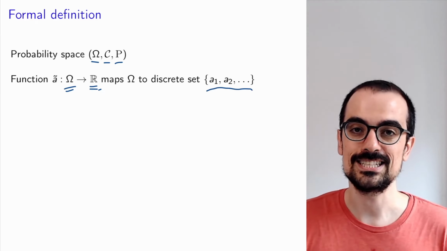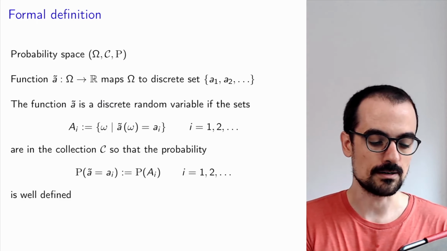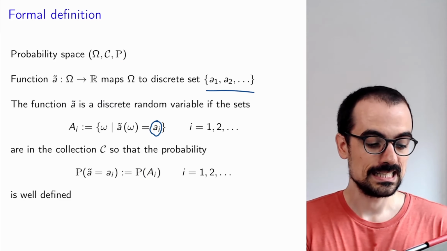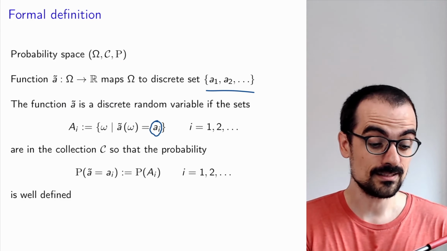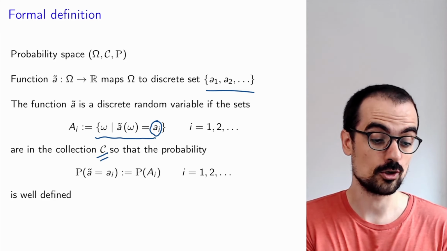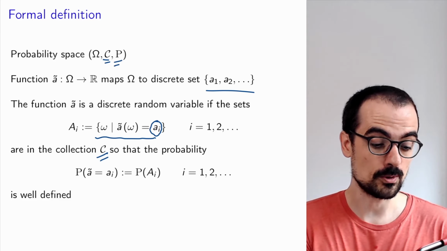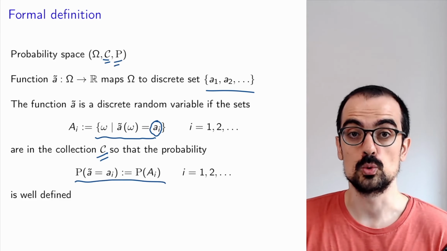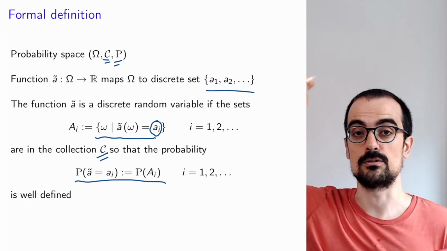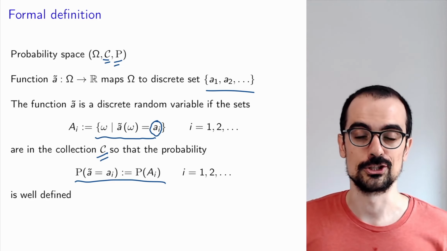And now we have an additional very important condition, which is that if we look at all the outcomes that are mapping to each of these guys in this discrete set, that group of outcomes, that event, has to be in the collection of the probability space, so that the probability measure assigns it a probability. So then we're good. We can talk about the probability that the random variable is equal to A1, the probability that the random variable is equal to A2, and so on. And we impose this in the definition.